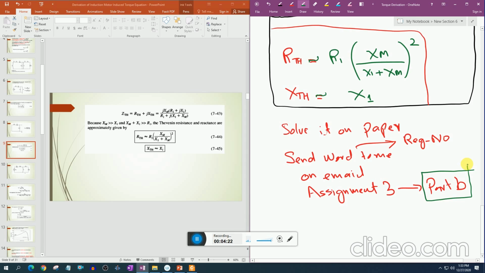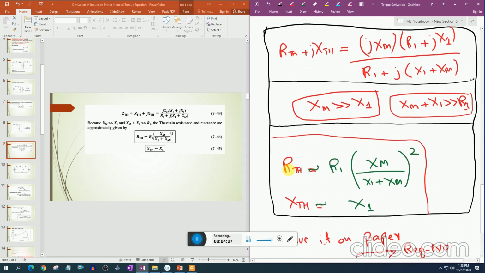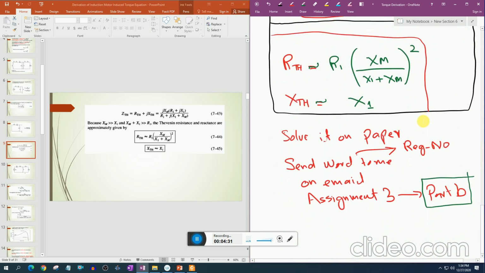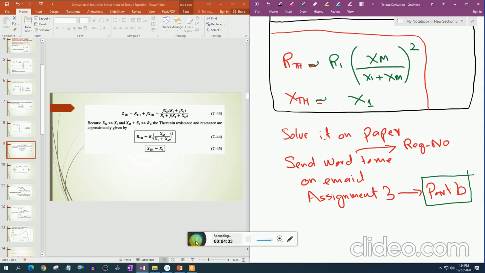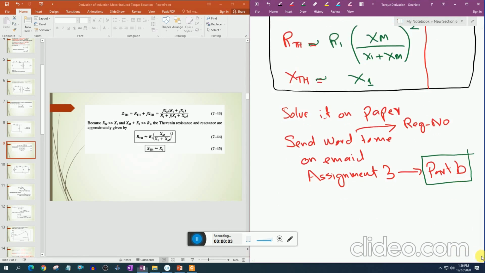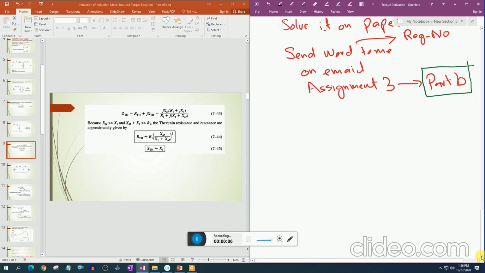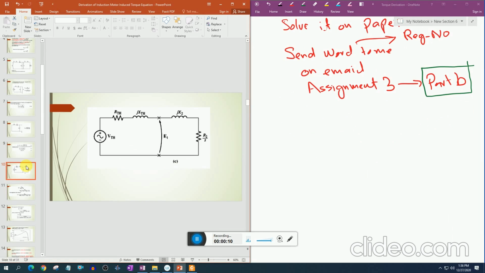I hope you will understand what you have to do. You just have to derive R-Thevenin and X-Thevenin from here, putting these two assumptions on a single paper. So after calculating V-Thevenin and Z-Thevenin, the resultant equivalent circuit looks like this.